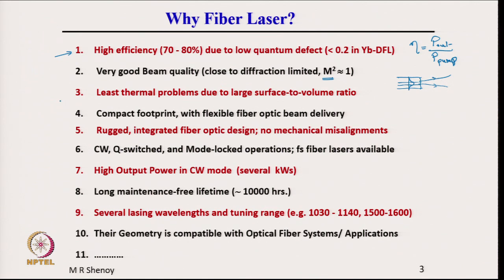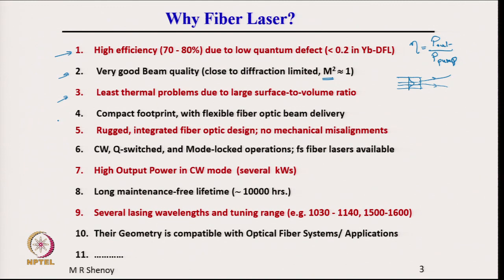This has the least thermal problems due to large surface to volume ratio, as we will see that the gain medium is an optical fiber, typically of the order of 10 meters, and therefore the heat is dissipated all over the gain medium, and the surface area available for heat dissipation is very large. Therefore, this is one of the high power laser systems with the least thermal problems.